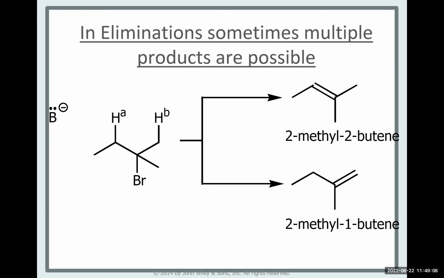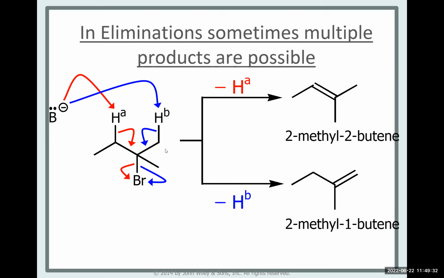And you'll get a chance to practice this on your recitation work today. But there are rules about which one will be formed when. So on this one, if your base takes the beta hydrogen, you'll get a more substituted, more stable internal alkene. If the hydrogen from your beta carbon on this side is taken, you'll get a less substituted, less stable terminal alkene.